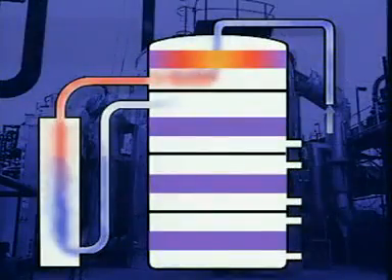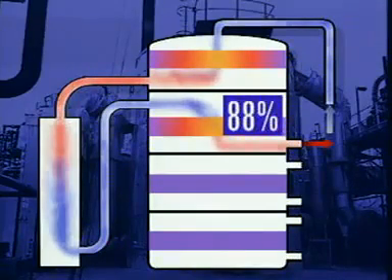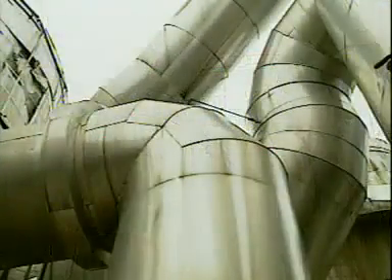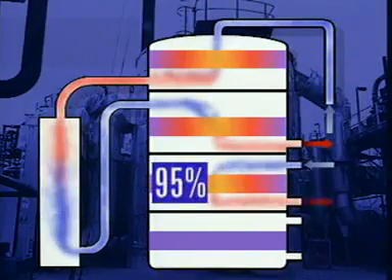The gas stream passes through 2 further catalyst beds and the percentage conversion increases. Between each stage, the hot gases have to be cooled. By the third bed, about 95% of the original sulfur dioxide has been converted to sulfur trioxide.